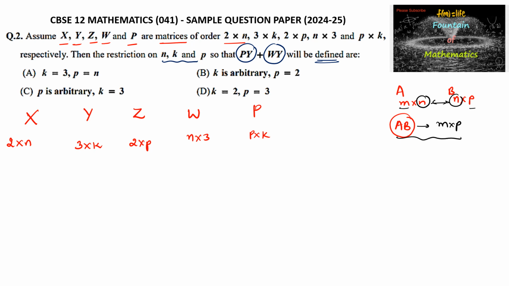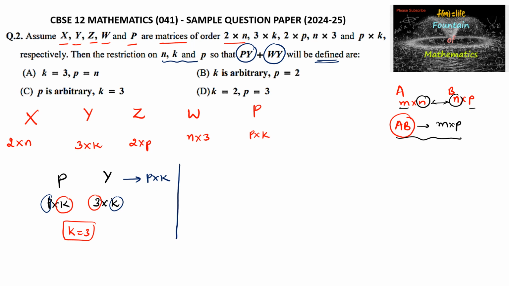So let us see here PY. P is a matrix with order p by k, and Y is a matrix with order 3 by k. Now PY is defined only when k is equal to 3, since the number of columns in the first matrix should be equal to the number of rows in the second matrix. So k must be equal to 3, and the order of the PY matrix is p by k.